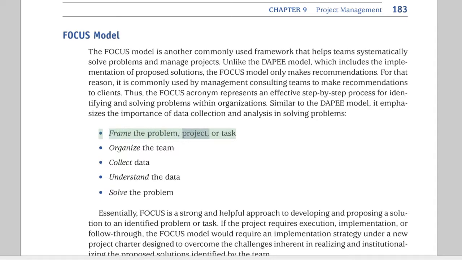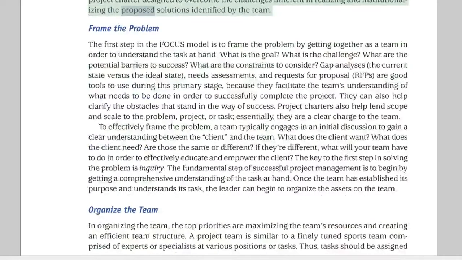Frame the problem, project, or task. Organize the team. Collect data. Understand the data. Solve the problem. Essentially, focus is a strong and helpful approach to developing and proposing a solution to an identified problem or task. If the project requires execution, implementation, or follow-through, the focus model would require an implementation strategy under a new project charter designed to overcome the challenges inherent in realizing and institutionalizing the proposed solutions identified by the team.